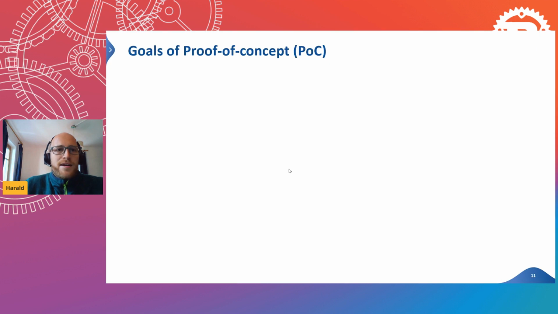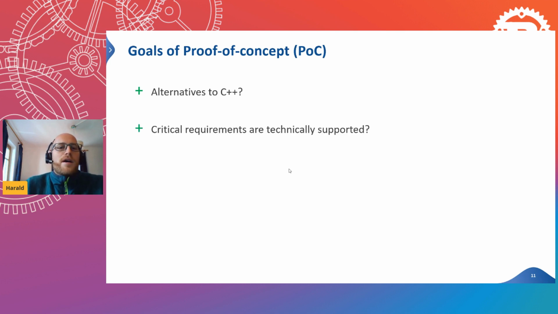So what did we find out? We decided to do a proof of concept, and we wanted to also look into alternatives to C++ because the obvious choice would have been recreating the 3D module with C++. We also wanted to check if all the critical requirements are technically supported by the technology stack we choose. And we wanted to get familiar with the technology stack.